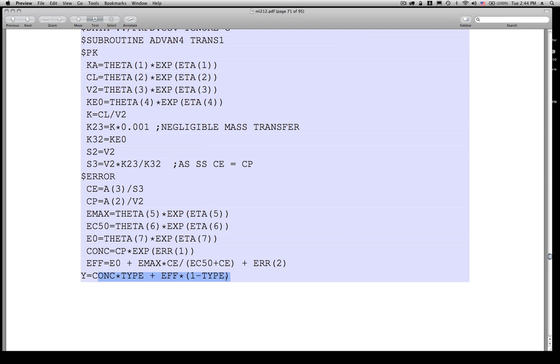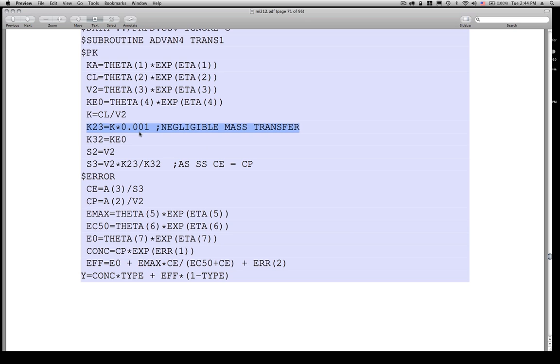And otherwise, it's quite similar to the direct relationship. The real key here is modeling that Ke0. You'll notice that I forgot to mention this, but the transfer constant from the central compartment to the effect compartment is fixed to some very small fraction of the elimination rate constant.